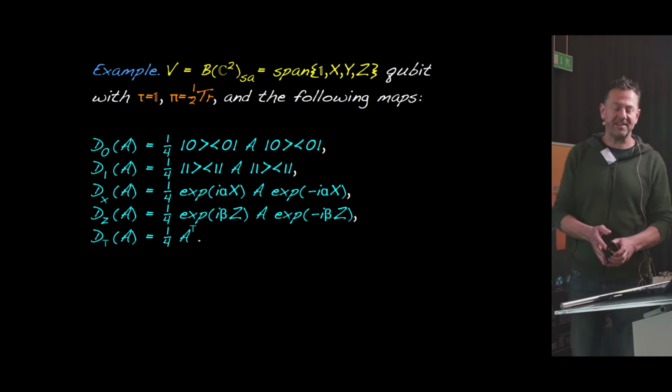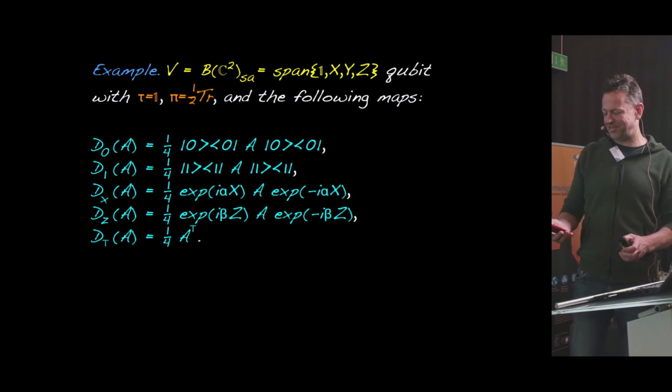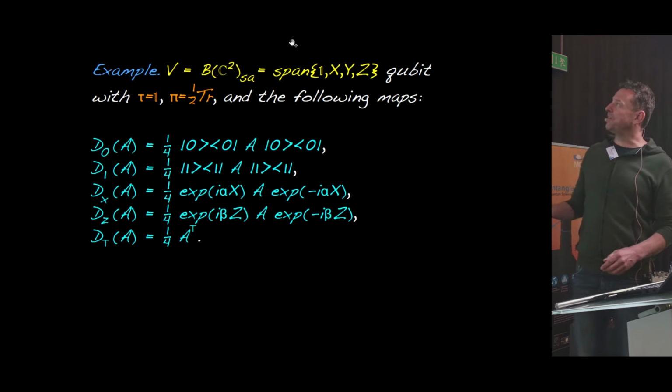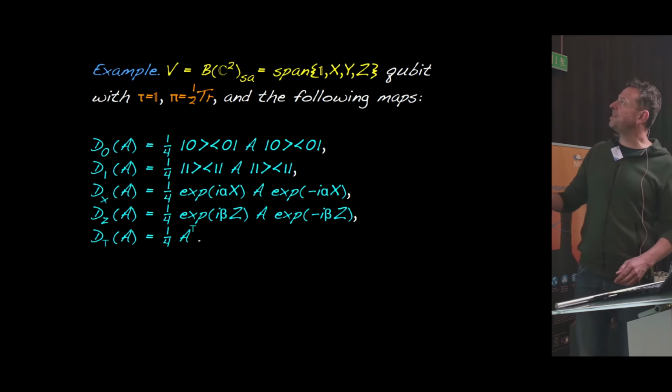Well, actually, sorry, I have another example. Let's see if I have enough time for all these examples. I have another example that's a bit more quantum. So the vector space corresponds to the qubit. It's self-adjoint operators on a two-dimensional Hilbert space.